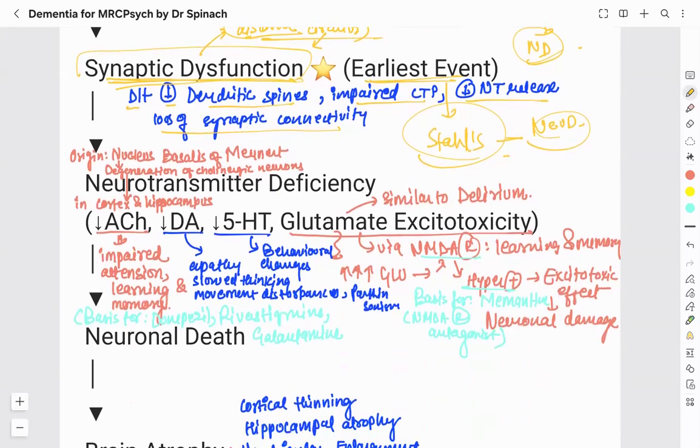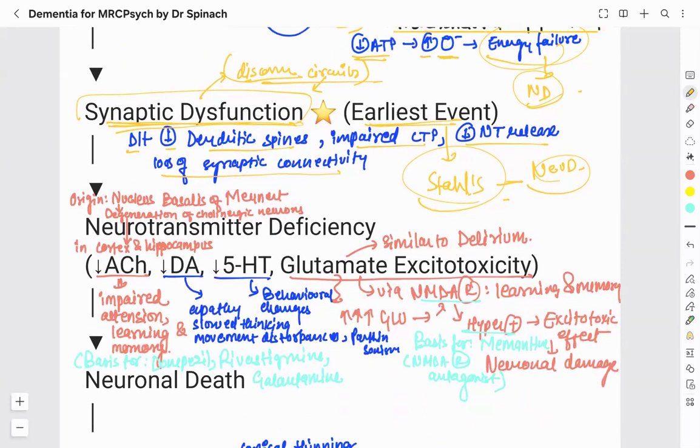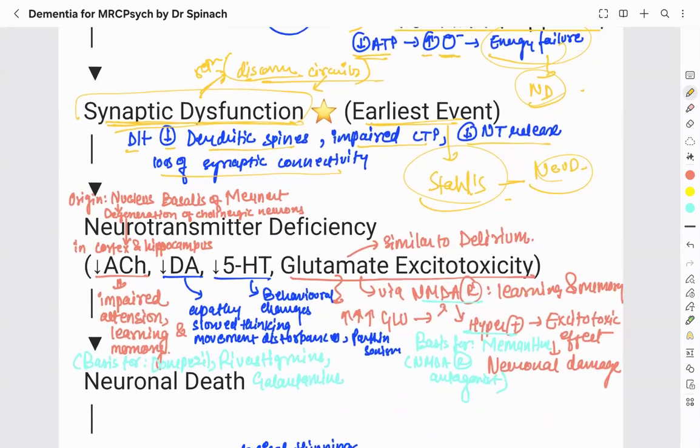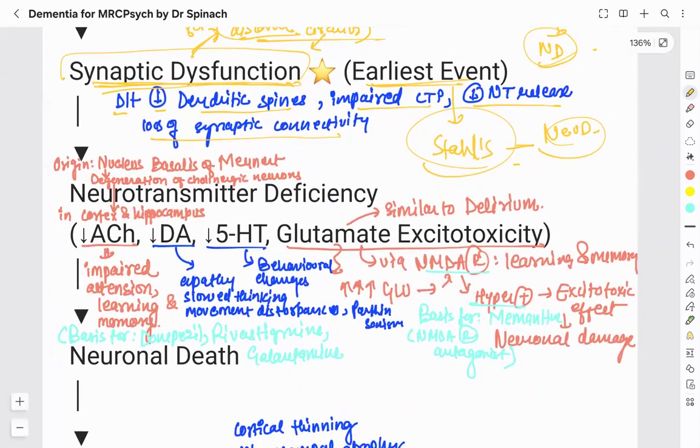Synaptic dysfunction does not only represent disconnection, it also represents neurotransmitter dysfunction. So there are two things: there is dysfunction of neurotransmitters, and there is also deficiency of neurotransmitters.